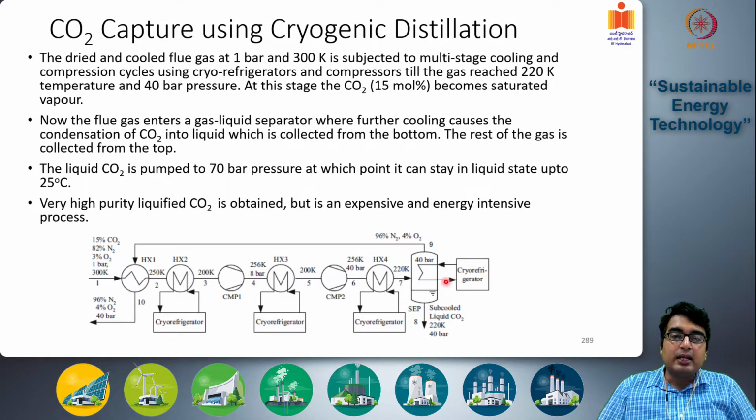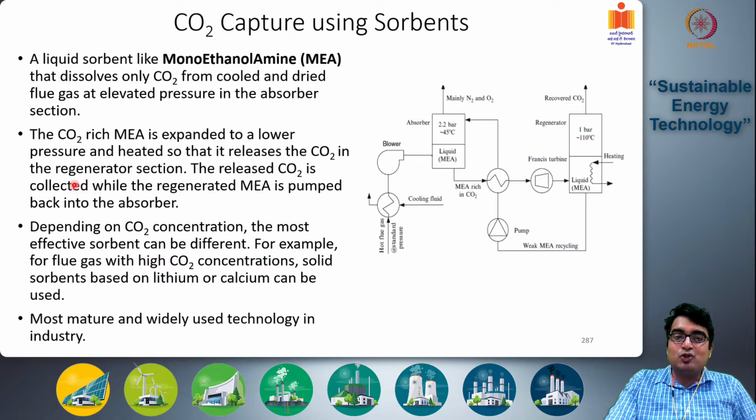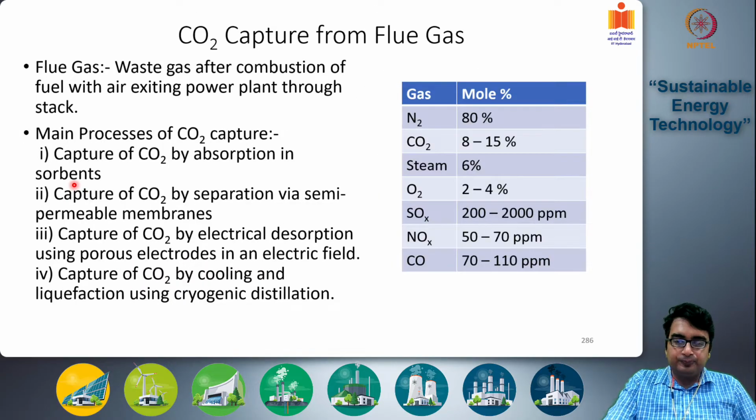Okay. And the rest of the cold flue gas, now containing only nitrogen and oxygen, which remains in the gaseous stage, is collected from the top and is used to do the initial cooling of the original flue gas here, and then moving back out. Okay. The liquid CO2, after it is collected, is pumped to 70 bar pressure, at which point it can stay in liquid state up to 25 degrees centigrade. Okay. So this is also important because it will help in the storage of this liquefied CO2.